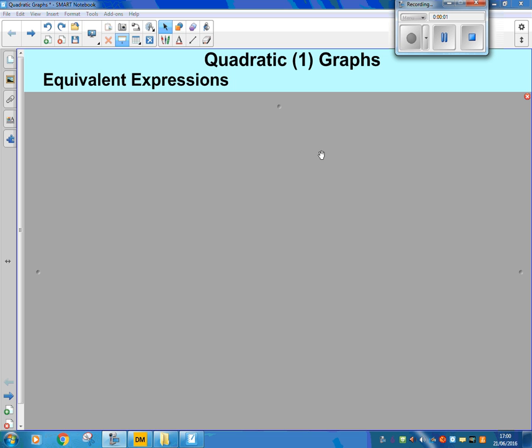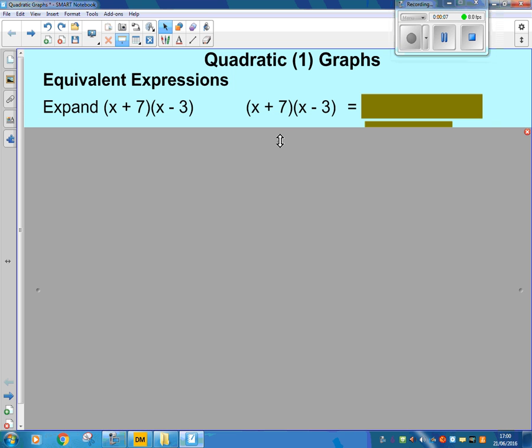First video on quadratics, and it's on quadratic graphs. Before we do that, we're going to look at some equivalent expressions.